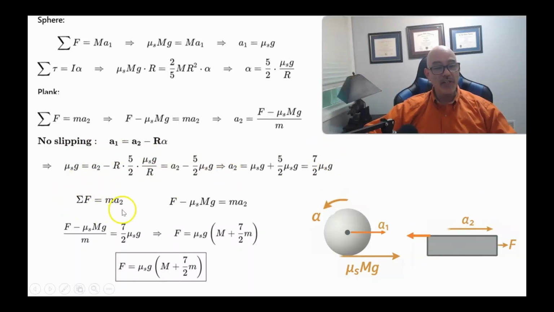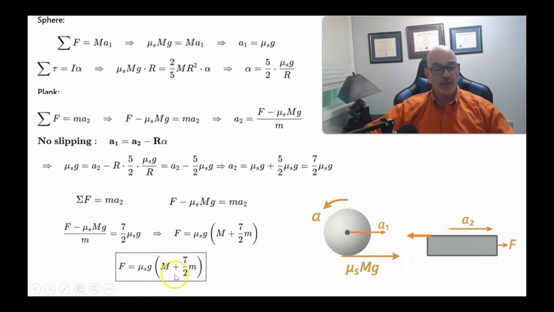Now let's come back to Newton's second law for the plank. Net force equals mass times the acceleration of the plank. This is the net force acting on the plank, the forward applied force minus the backward force of friction. This equals mass times A2. But now we know what A2 is. We just solved for A2. A2 is 7/2 mu s g. So I can replace this A2 with 7/2 mu s g. This simple equation allows us to solve for F.